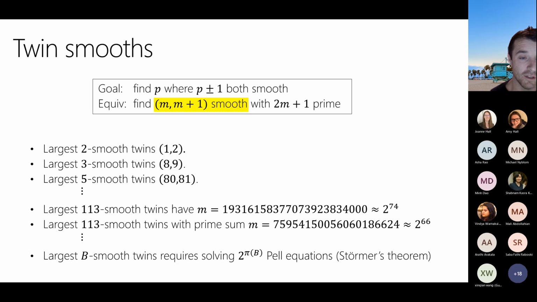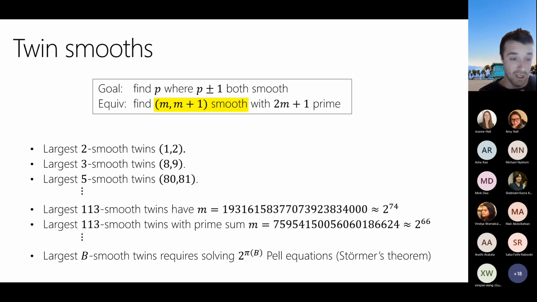The largest consecutive numbers such that 2 is the biggest prime factor of their product are 1 and 2. That's as large as we can go. Any two consecutive integers larger than those two will necessarily have a prime factor that's larger than 2. And we can say the same thing for any given smoothness bound B. So the largest 3 smooth twins are 8 and 9. Again, if you look at any two consecutive numbers larger than 8 and 9, then one of them must have a prime divisor bigger than 3.